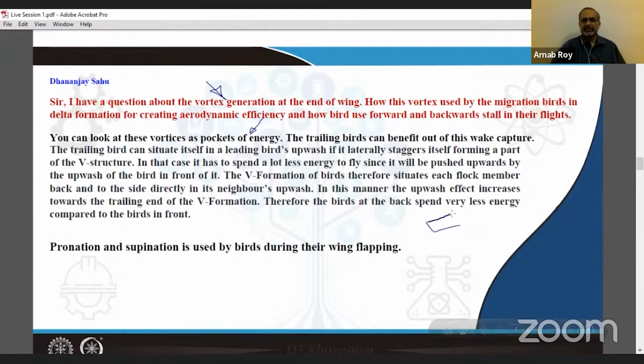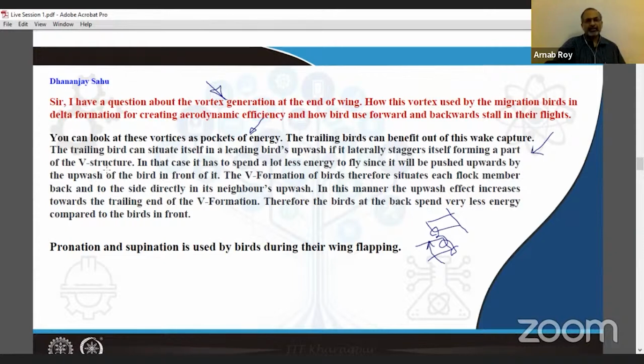So let us say this is a leading bird's wing, and you have the vortex trailing from there, and you have a bird following very close in such a manner that it is able to capture the upwash which is created by the shed vortex. So that's what we are essentially talking about over here. So the trailing bird situates itself in such a manner that it can actually be located in the upwash region.